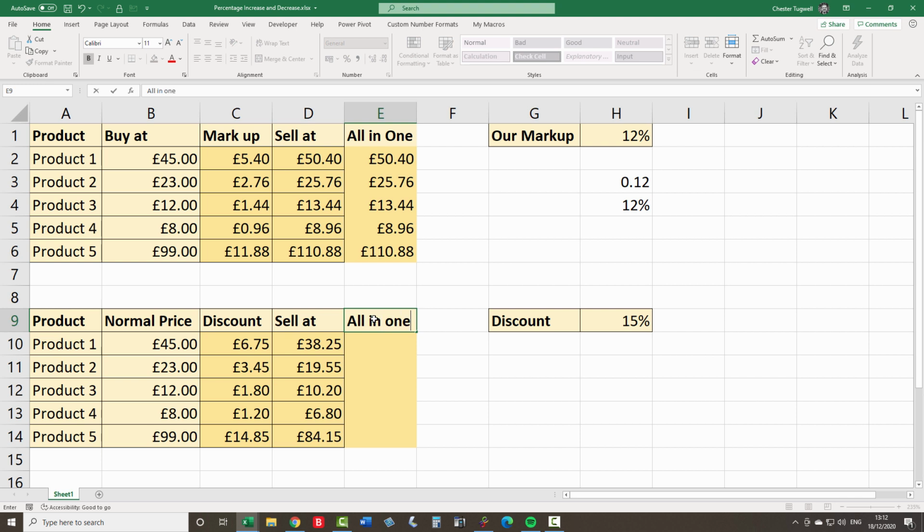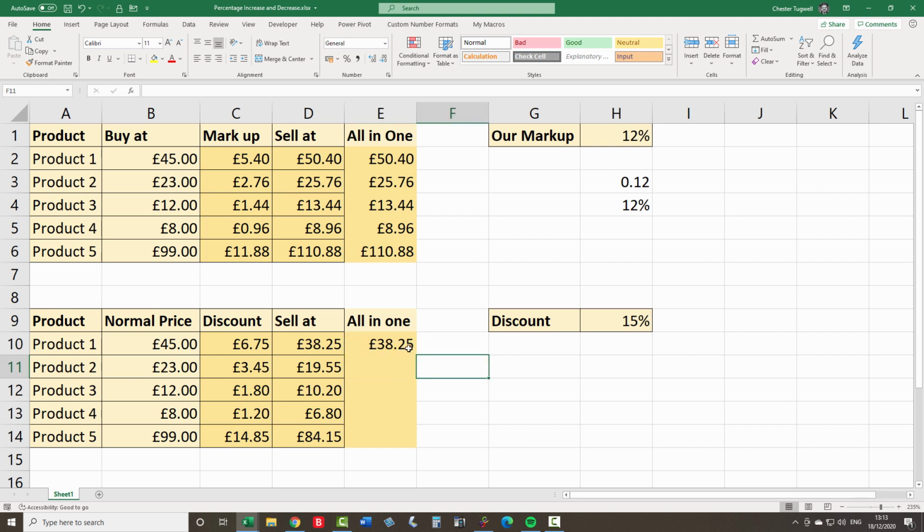So how do I do this in one column, all in one, without the helper column? You may have guessed, very similar to what we did before. So we take our normal price and we say times by 1 minus the discount. So if you think about it, if you are offering a 15% discount, you have 85% of the original price left. That's what you need to calculate. So what we're doing is saying here that we're multiplying £45 by 100% minus 15%, which gives us 85%. That's what that calculation resolves to.